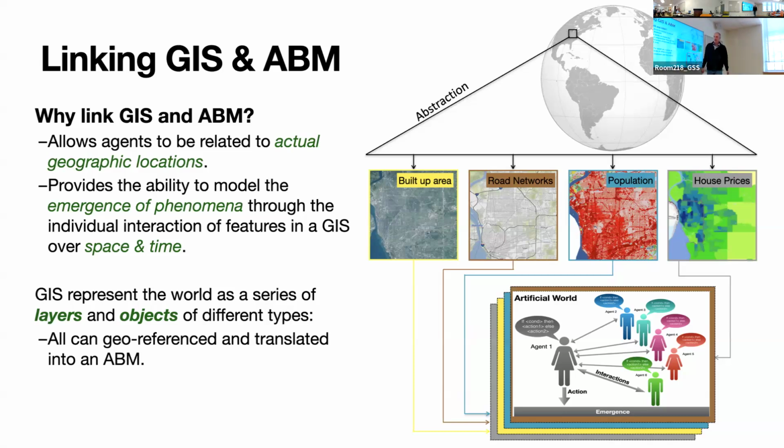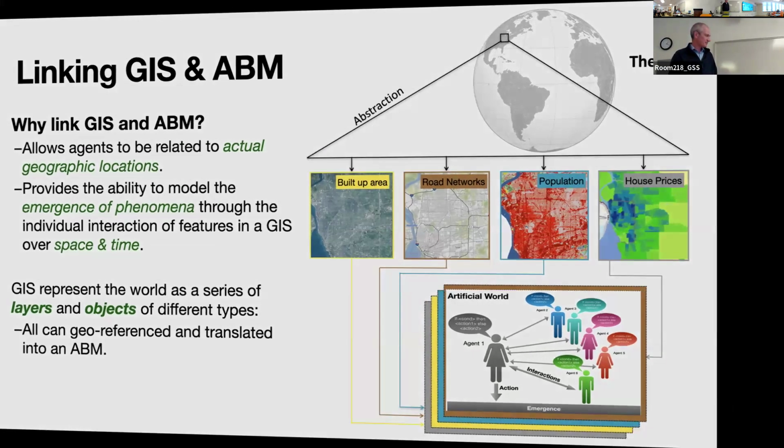We throw those together, and by letting our agents make decisions based on the data available, housing markets might emerge through these types of interactions. So GIS is great for creating our models because it creates our layers and objects, our objects being the people or houses or areas of interest and types of things.